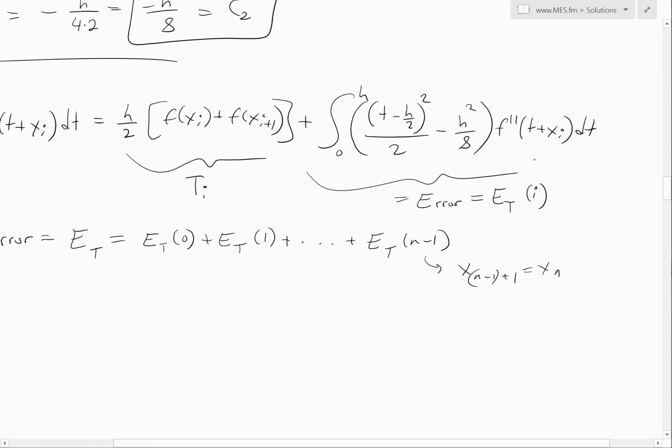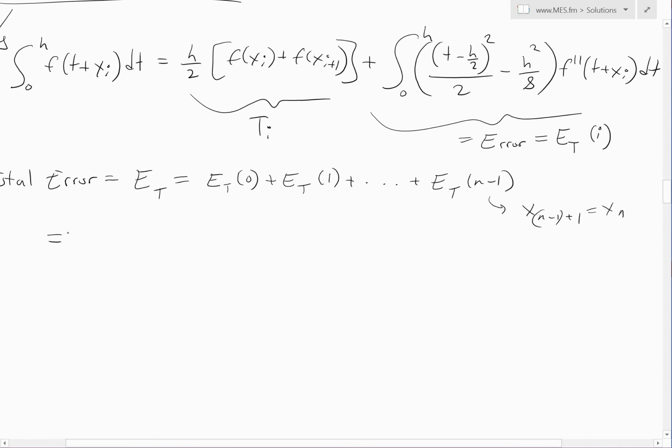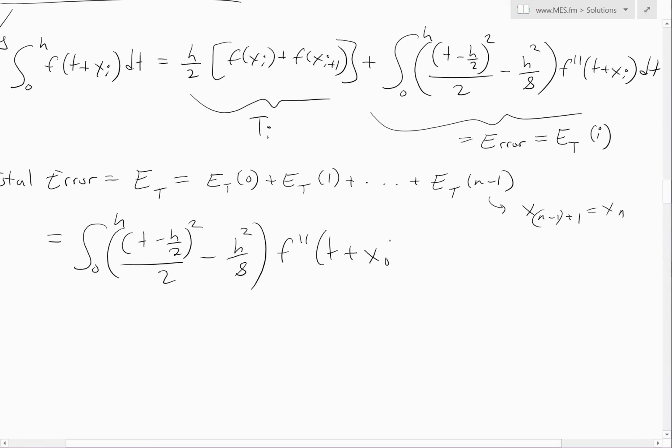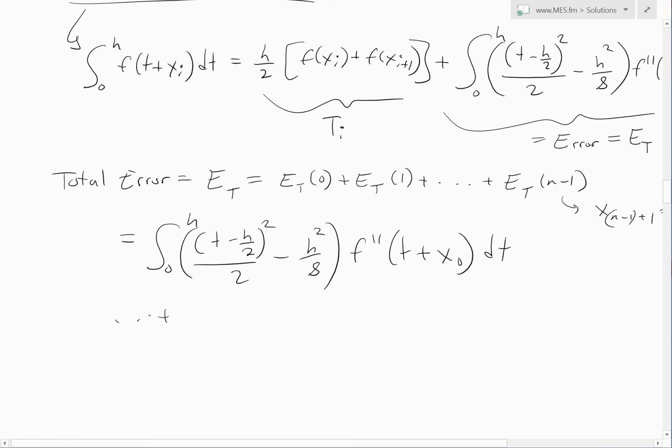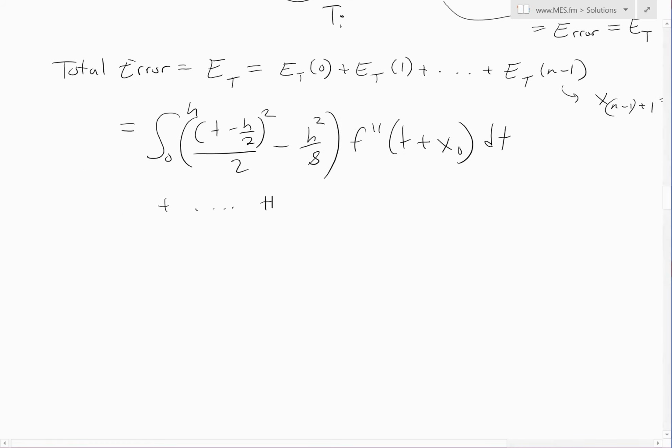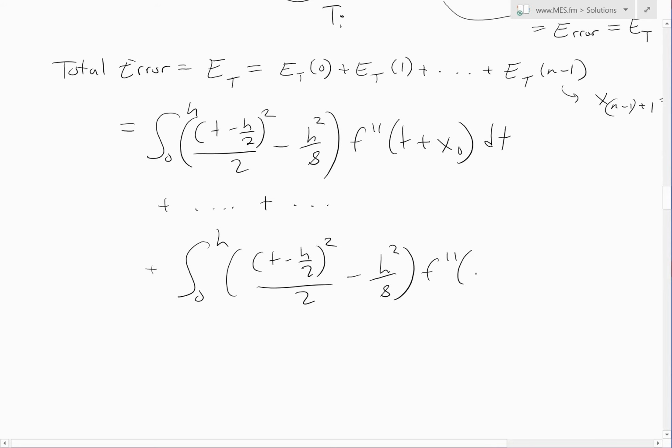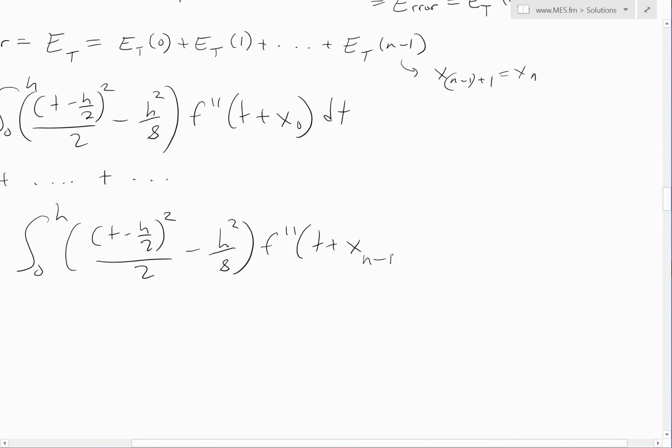So now when we sum up this error, for the first one, this is for i equals 0, so when we plug this in, this equals the integral from 0 to h of (t minus h over 2) squared over 2 minus h squared over 8, actually no, this isn't 8, this is a 2. And then f double prime of t plus x0, dt. Now we keep adding these up, remember there's n subintervals, all the way until we get to the integral from 0 to h of (t minus h over 2) squared divided by 2 minus h squared over 8. Now we have f double prime of t plus, well, the last one, x n minus 1. And then we add our dt right here.